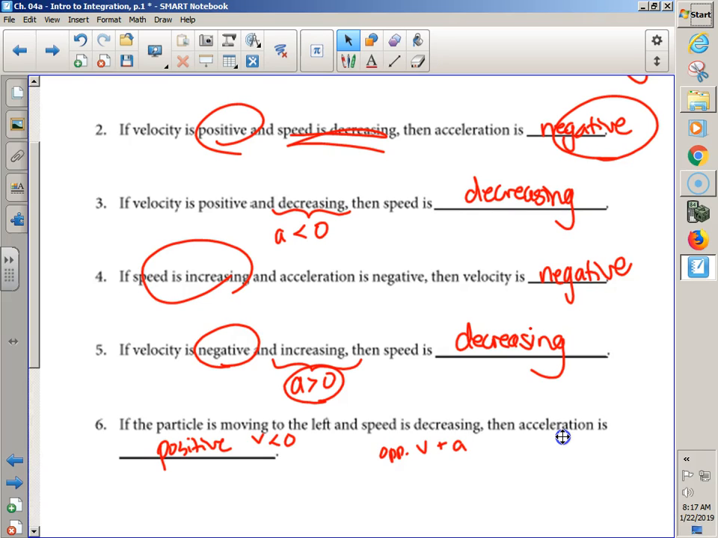I like number 6 because it makes it really obvious. Speed is decreasing tells us opposite signs. Then go looking for what do I know? Oh, velocity is negative. Okay, acceleration positive. That shows a big understanding. If you're able to get number 6, and then number 5 was really tricky also, because the velocity was increasing, but since it was negative, that means the speed was decreasing. They're working against each other, the object's slowing down.